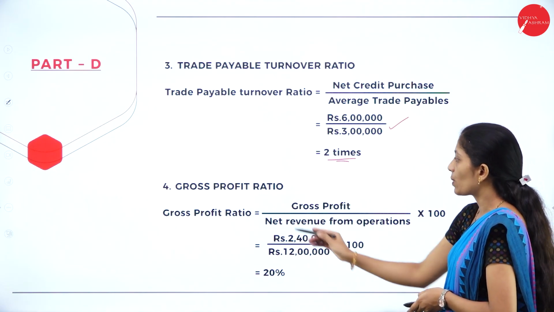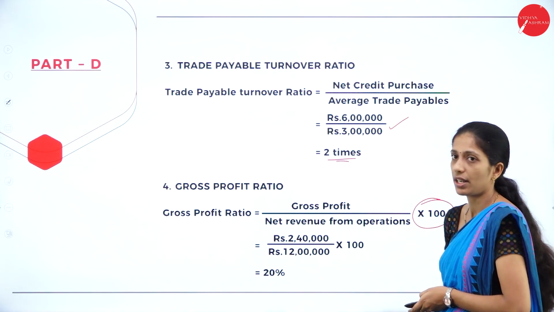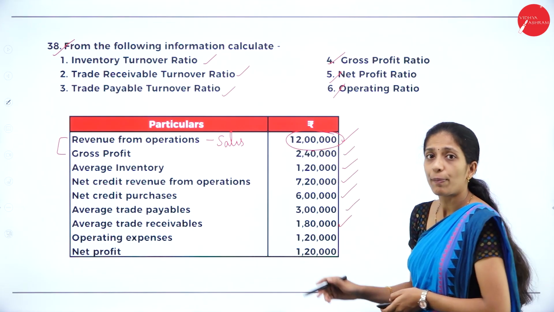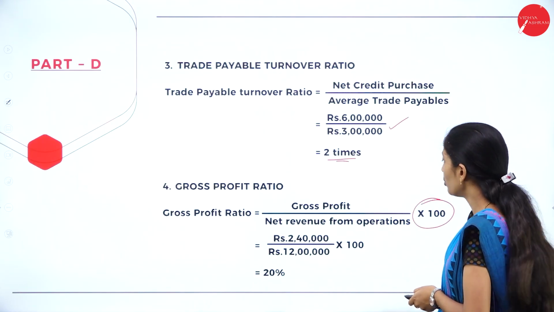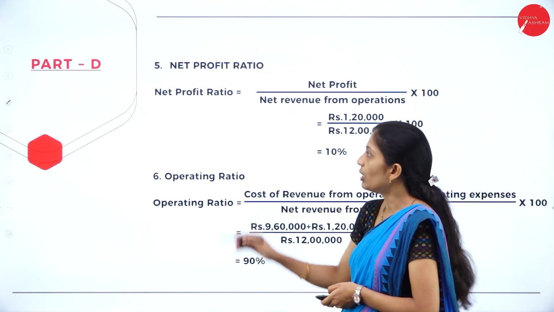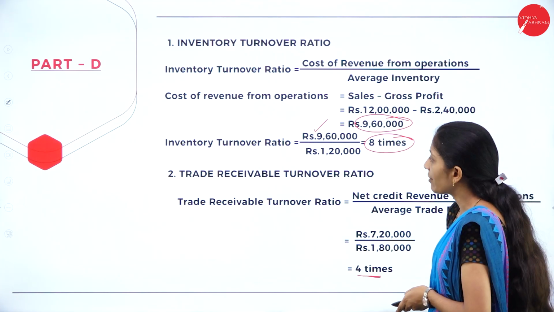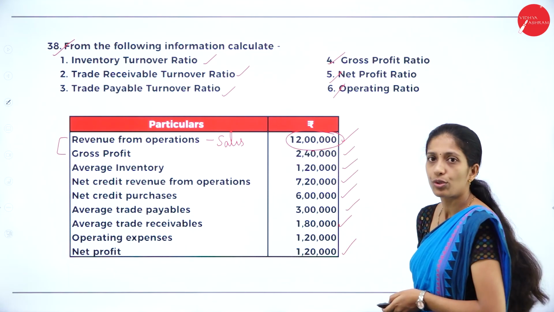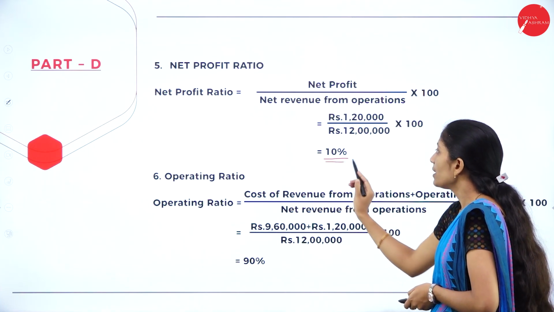Next, gross profit ratio. What is the formula? That is gross profit divided by net revenue from operations into 100. Now what is the gross profit? Gross profit is 2,40,000. Revenue from operation itself is net revenue from operation. So 2,40,000 divided by 12 lakh into 100, we'll get 20%. Next one is net profit ratio. Your formula is net profit divided by net revenue from operations into 100. They have given net profit 1,20,000 divided by 12 lakh into 100, that is 10%.